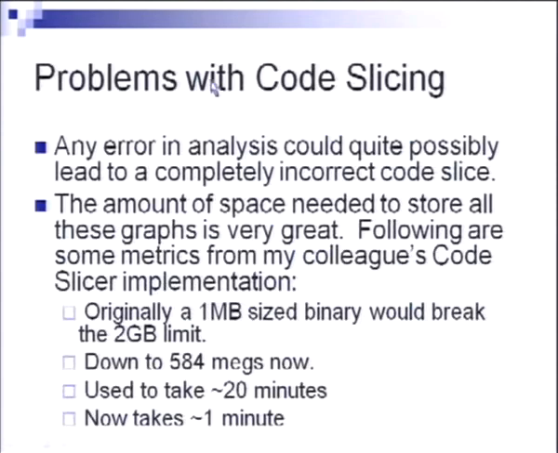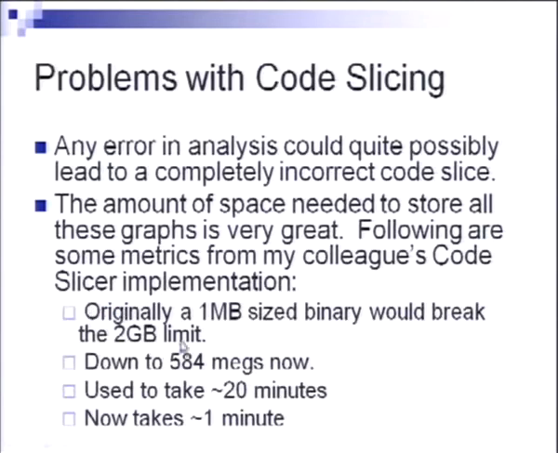So, problems with code slicing, and there are lots of them, as I've already talked about. Any error in analysis could quite possibly lead to a completely incorrect code slice, right? Because say you're missing an edge that goes to somewhere important that has like 15 edges in it, then you aren't going to get any of that information, and that's pretty much useless at that point. And the amount of space needed to store is very great. The following metrics are from my colleague's code.